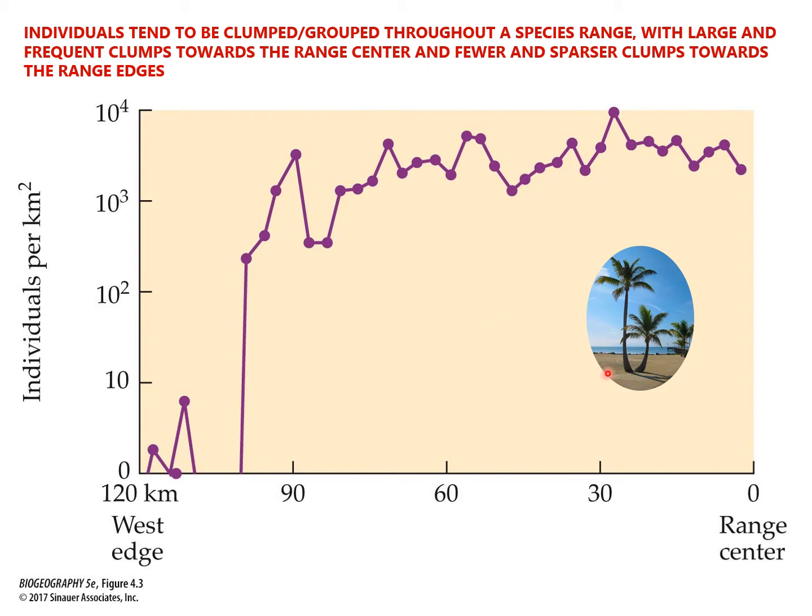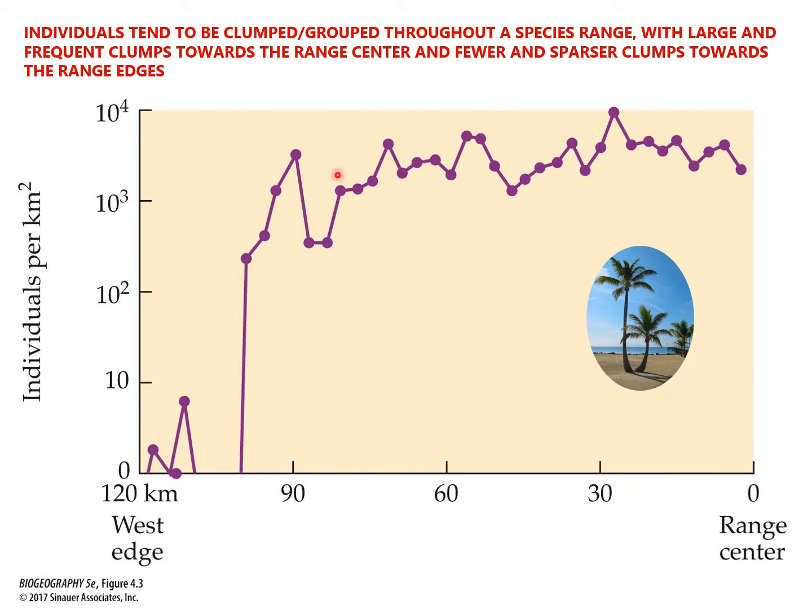This comes from a study where they were actually in the field measuring the density of individuals, so individuals per kilometer, over a transect of these palms. So these are palm trees. On the x-axis is distance from the center of the range. All the way over here is the range center, and this would be the west edge of the range. What you can see is it's kind of a straight line. Yes, it goes up and down, but you could draw a line through here and get the average for most of this.